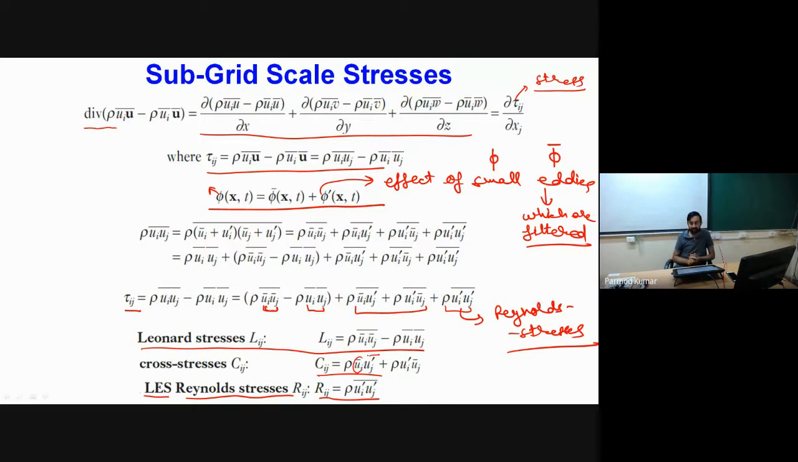So once we do this filtering in LES simulations, finally we get some stresses, the Leonard, cross and LES Reynolds stresses, which are not accounted for in our governing equations, or are accounted for by this additional term. But how to find these, we do not have a very clear mathematical formulation. How to find them, we will try to see in the subsequent slide.